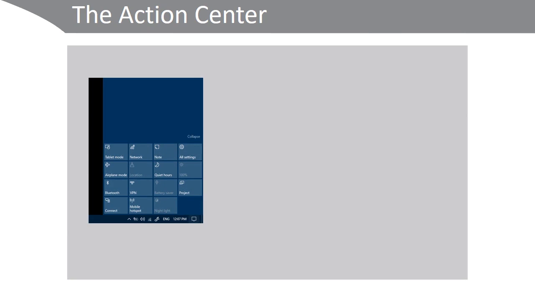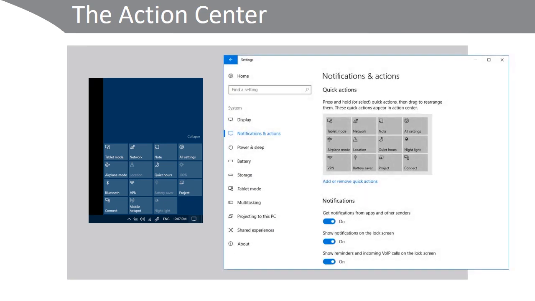The Action Center is something that you can access by swiping from the right or by clicking the little speech bubble on the bottom right hand corner of the taskbar. Frequently used icons are shown here: tablet mode, network, note, all settings, airplane mode and so on. You can configure which appear here. You can also collapse it down so that just the top 4 are shown. Go into the Settings app, and on the System node you can click the Notifications and Actions tab, and you can configure the quick actions here on the right.